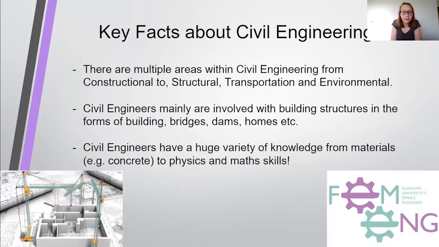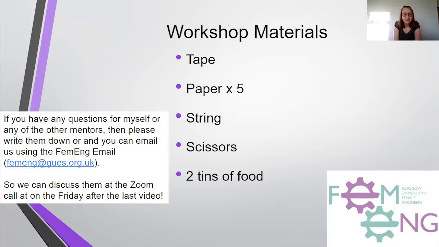So civil engineering consists of constructional, structural, transportation and environmental. Civil engineers are often known for building bridges and building roads, but they can also build things such as dams, and they can work alongside architects to build homes and other buildings. Civil engineers have a huge variety of knowledge, from materials such as concrete, which is our bread and butter, to physics and math skills. So now we are going to get into the workshop.